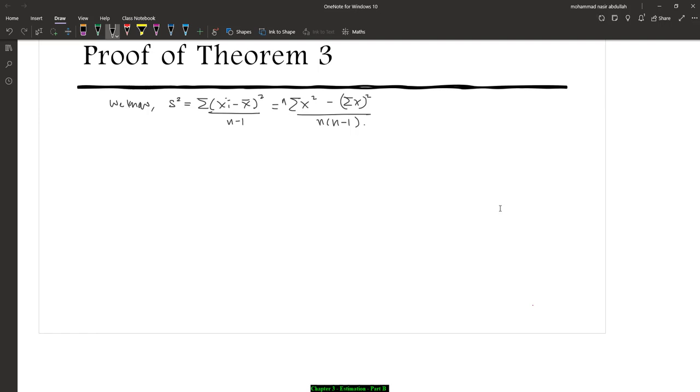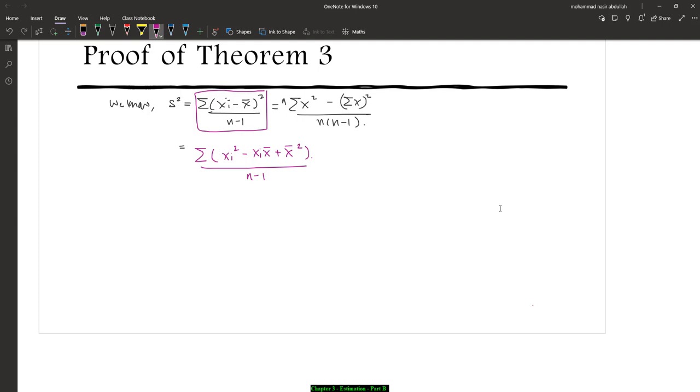Yes, this is the formula for sample variance. And if we try to expand this factor, it should be equal to the summation of xi squared minus xi x bar plus x bar squared, divided by n minus 1. So this is the prior knowledge. We save this knowledge for later usage.